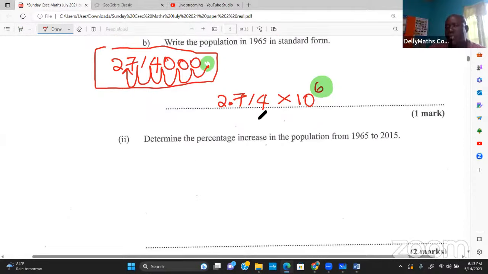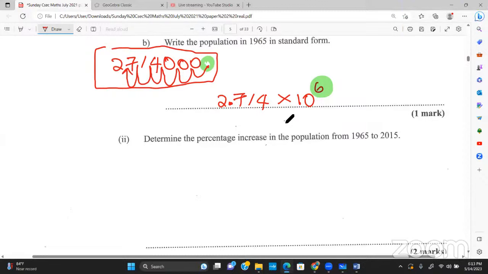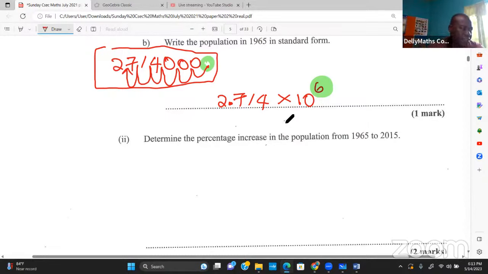Yeah, it's 1 mark because it's something that you do with a snap of your fingers. You're not going to get more than 1 mark to respond to a question like that. Just 1 mark. All right, let's continue working. So now we're saying determine the percentage increase in the population from 1965 to 2015. Talking about the percentage increase.